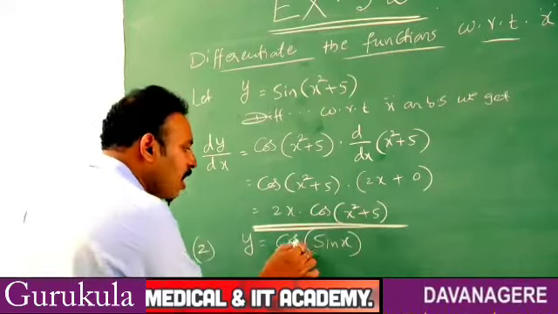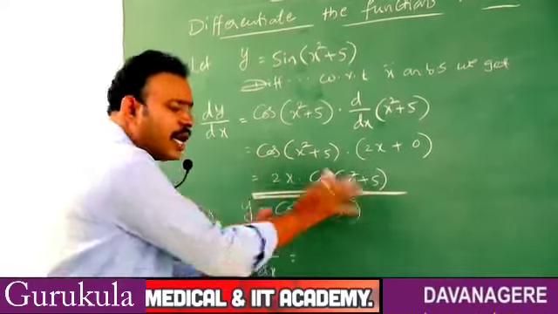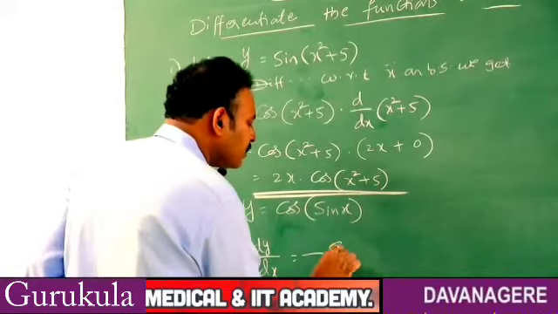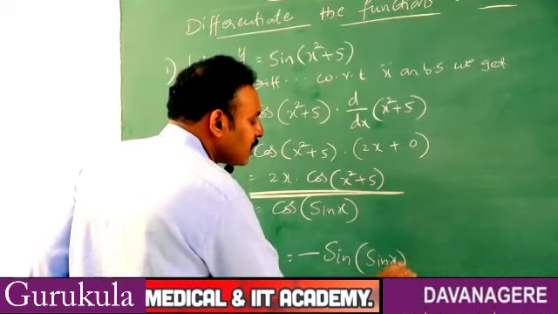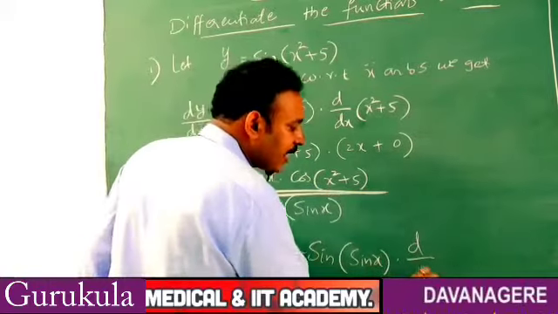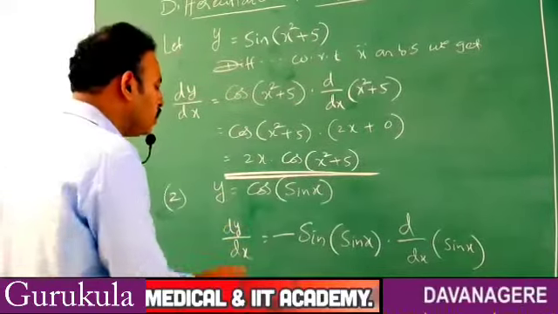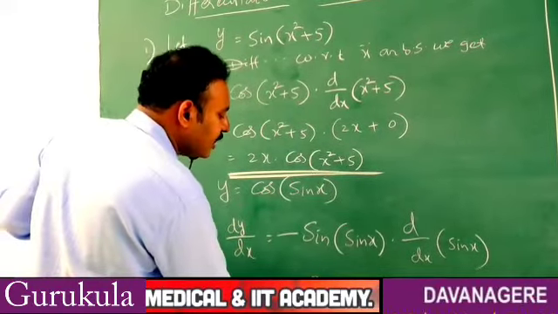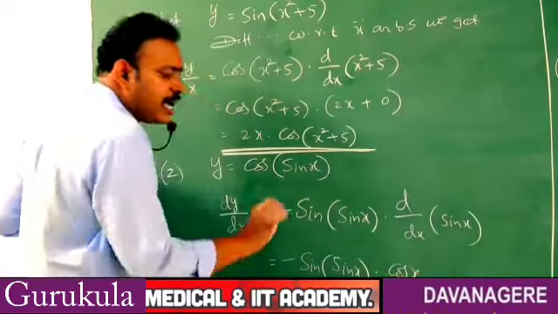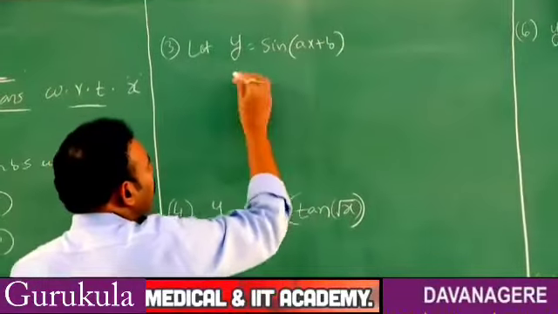Next one, y is cos of x. dy by dx is equal to the derivative of cos x, which is minus sin x, students. Minus sin of sin x. Here, cos x, what is there in place of x? Sin x is there. Again, you can differentiate sin x with respect to x. Minus sin of sin x. Derivative of sin x is cos x. That's all.